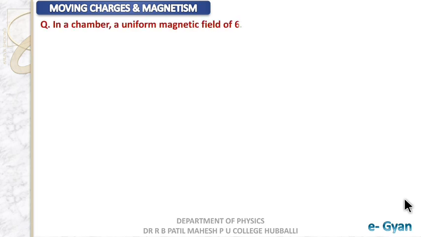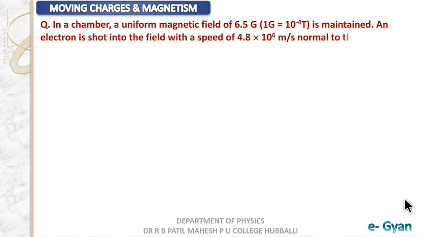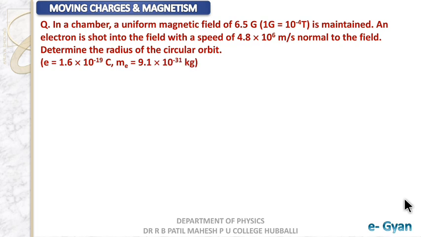First question is, in a chamber, a uniform magnetic field of 6.5 Gauss is maintained. An electron is shot into the field with a speed of 4.8 into 10 raised to 6 meter per second, normal to the field. Determine the radius of the circular path. Some standard values of electron charge as well as mass of electron are given.